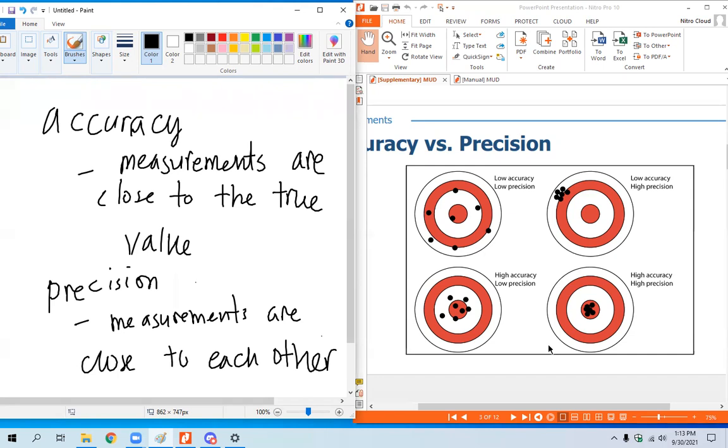For take this example here. Kapag high ang accuracy and high ang precision, all of your measurements are close to each other, and at the same time, they are close to your target value, true value, bullseye, or whatever you want to call it. So regarding accuracy versus precision, do you guys have any questions? Wala naman? Okay, great.